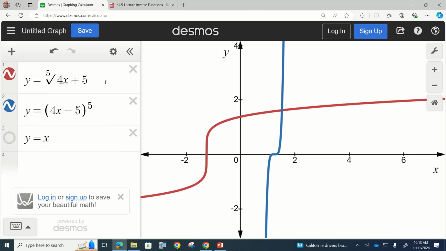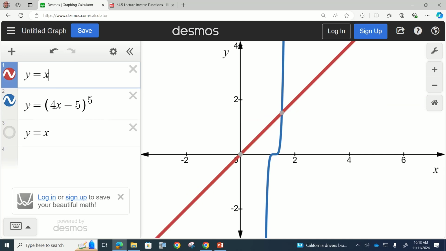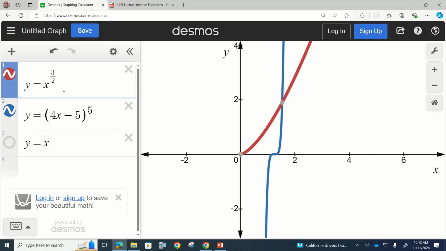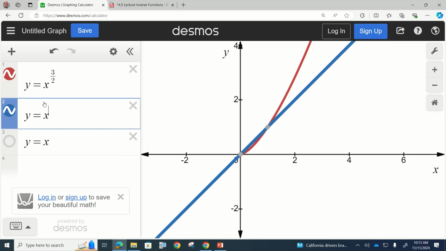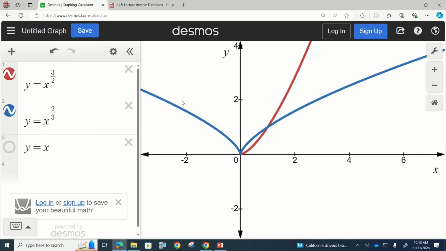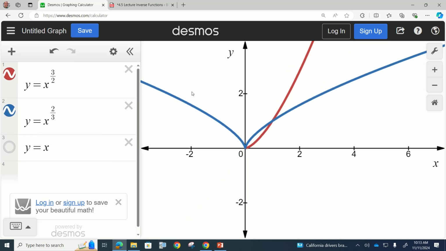And then one more. Are these inverse functions? No. In fact, there's a big glaring problem here, which is the blue function is not one-to-one. The blue function fails my horizontal line test.